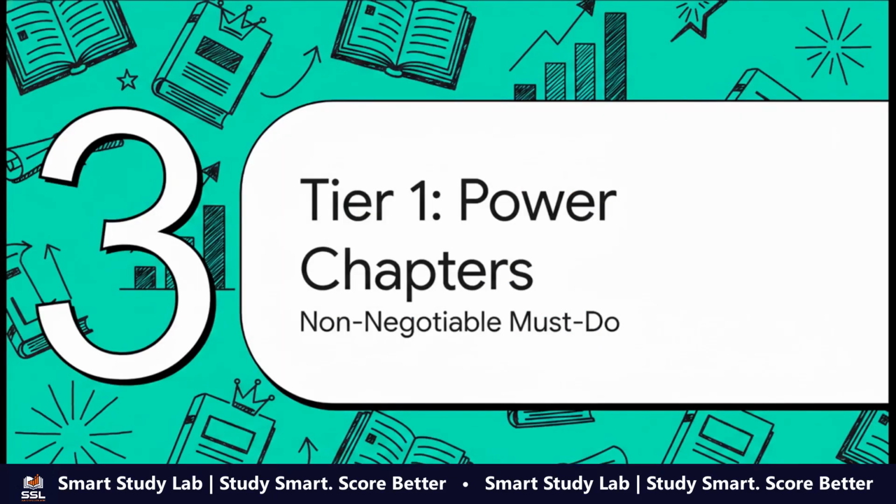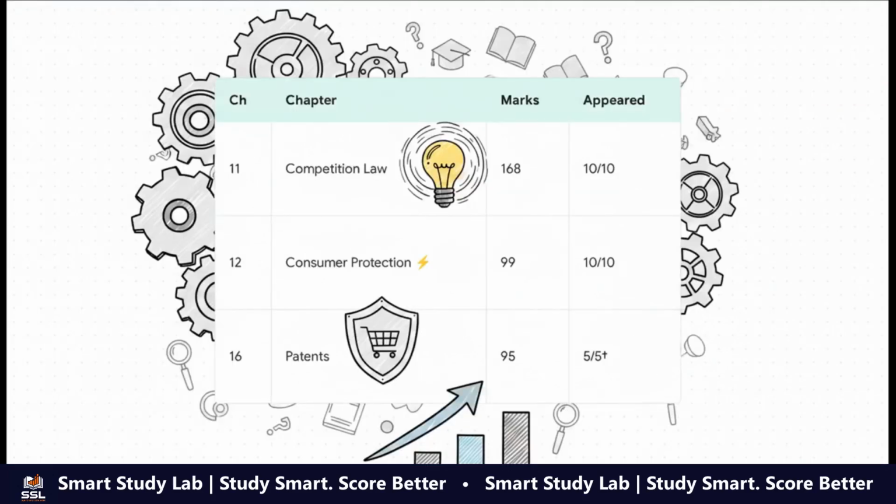Tier 1, power chapters. These are the absolute juggernauts of this paper, the ones that have consistently delivered the most marks. And for Paper 6, we've got 3 of them. So, our 3 power chapters are competition law, with a massive 168 marks and appearing in all 10 sessions. Then there's consumer protection, with 99 marks and also a perfect attendance record.